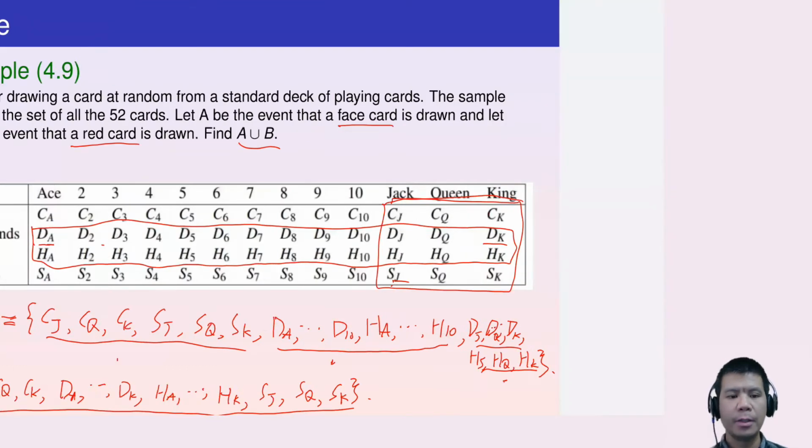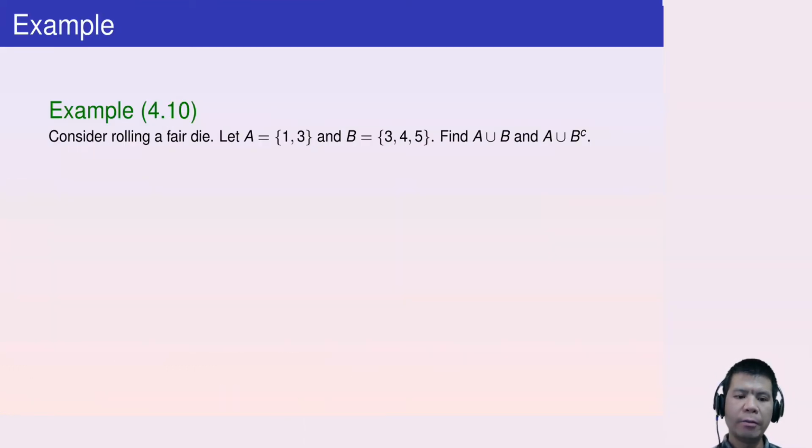Okay. Now consider this example. We have rolling a die. A is 1, 3. B is the event 3, 4, 5. We want to find the union of A and B. Okay, so A union B equals either in A, so the element that belongs only to A, that is 1, or B, so 4 and 5, or both, right? 3 is in both. So 1, 4, 5, this is only in A, this is only in B, and this is in both.